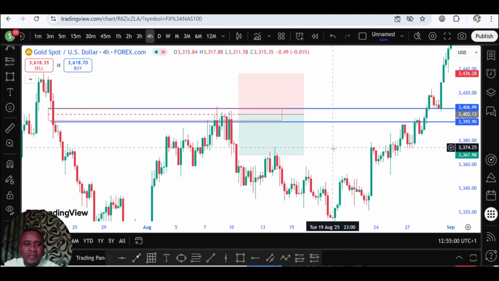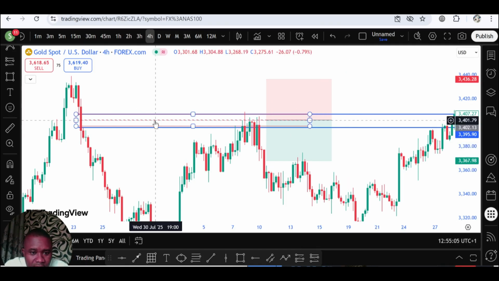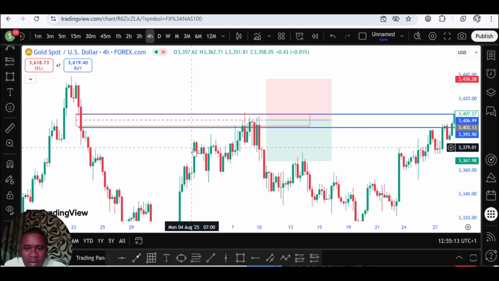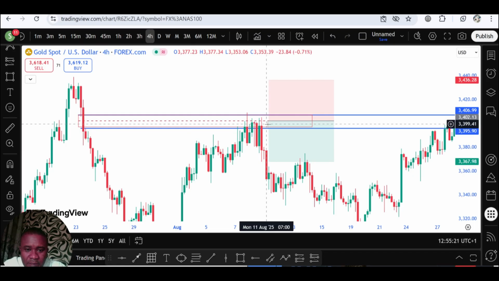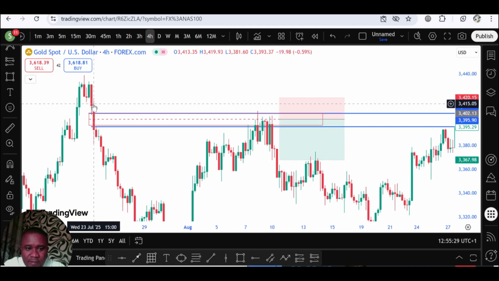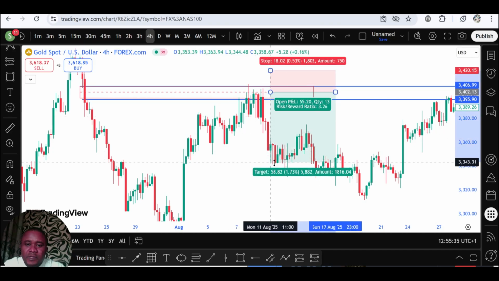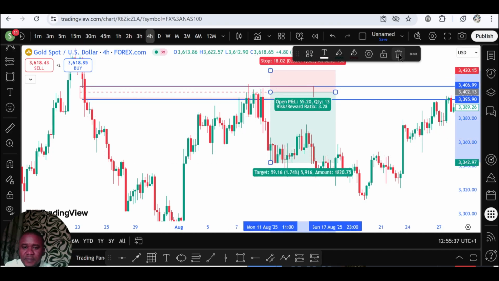So if you wanted to take entry here, look at this line that I drew. The middle of it is called consequent encroachment, according to ICT. I always like using this consequent encroachment to take my trade. So I would have taken my trade on the consequent encroachment, then put my stop loss above the high of the first candle. Then target maybe 1 to 2 or 1 to 3, as the case may be. This is the first example.